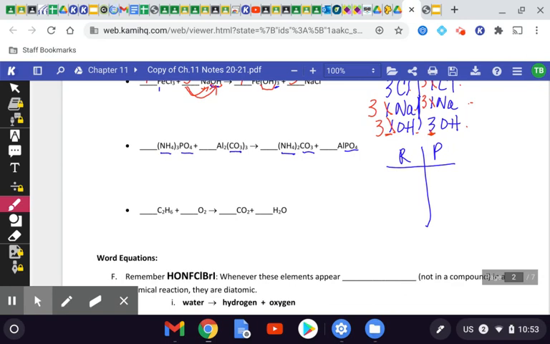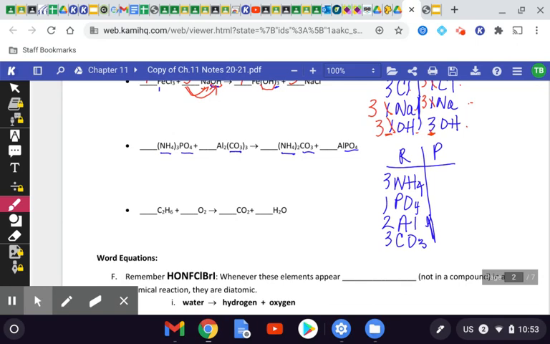So for the first one there, for ammonium, notice you have parentheses and then the subscript of 3. That indicates that you have 3 ammoniums in that reaction. Now you also have PO4. Since it has no parentheses around it, that means you just have 1 of them. And then next you have a subscript of 2 after aluminum, so you have 2 aluminum atoms. And then you have a subscript of 3 outside of the parentheses of carbonate. Since I have parentheses around it, that means I have more than 1 of them, and that subscript of 3 indicates that I have 3 of them.